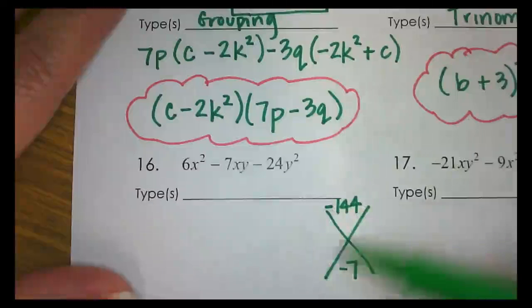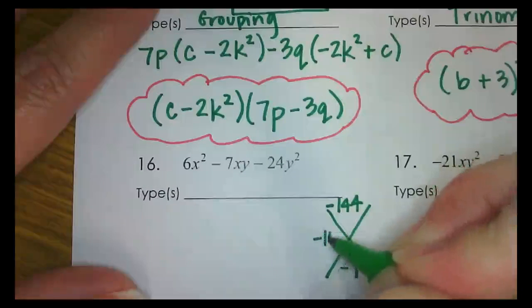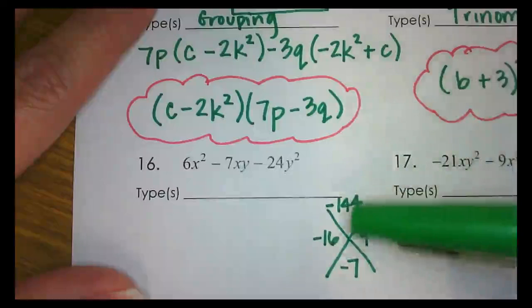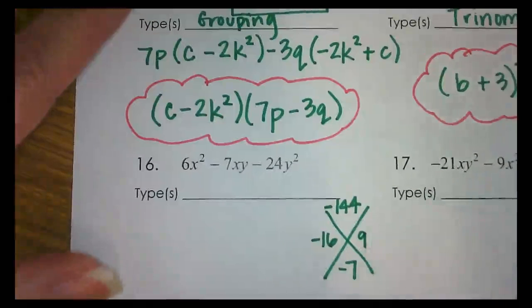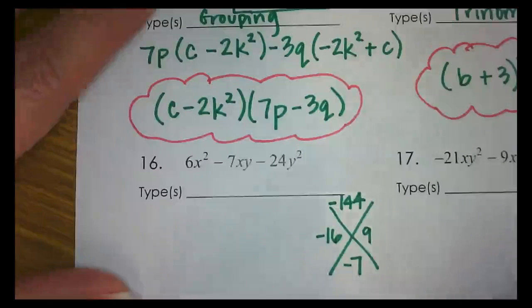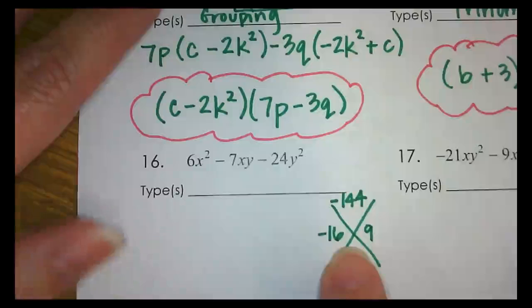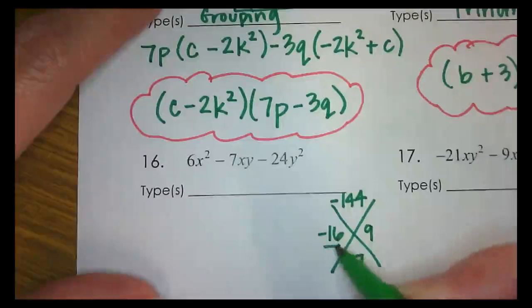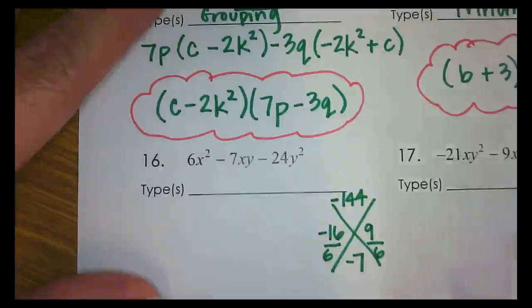And if you just look around and guess and check, if you multiply negative 16 and positive 9, those two multiply to be negative 144, but they add up to negative 7. That one you kind of have to think about. All right, from here, I can make this into a grouping question, or I can divide by the leading coefficient. That's what I like to do.